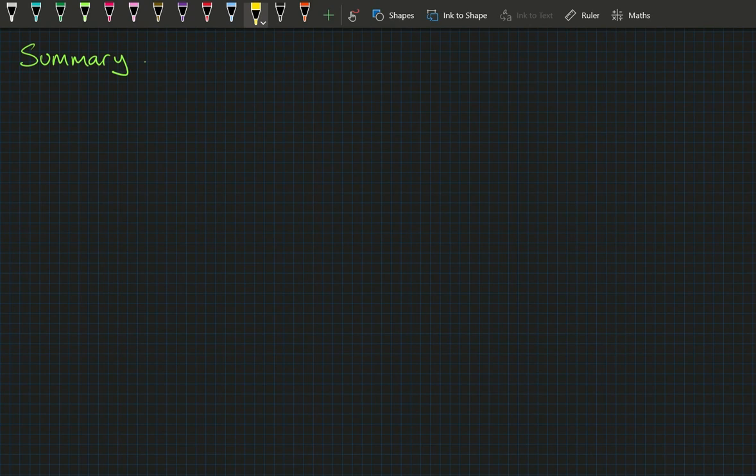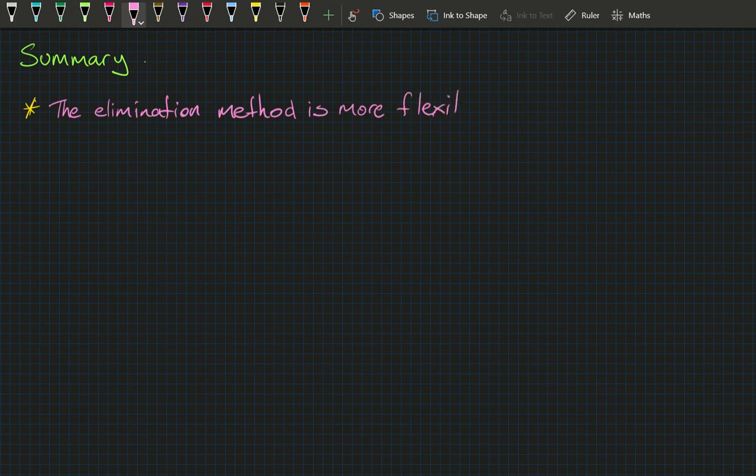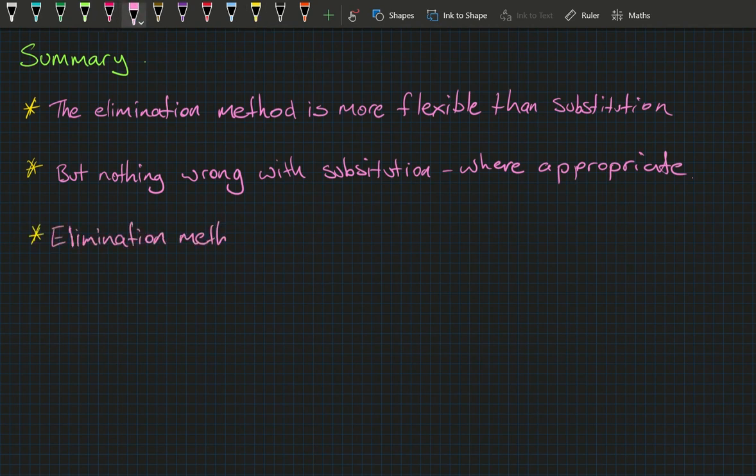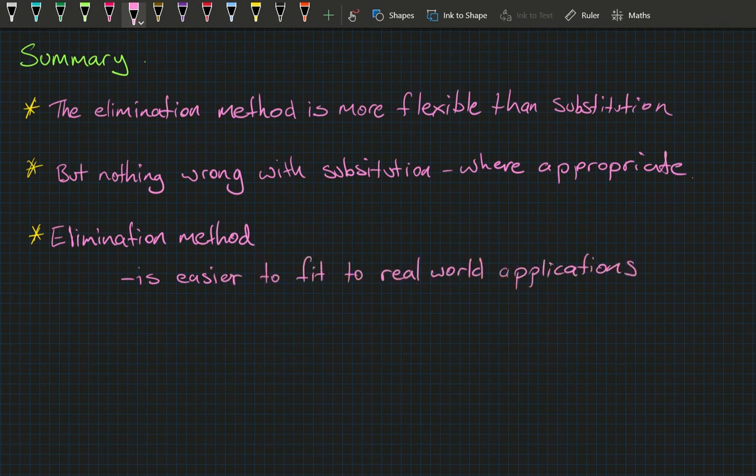Okay, let's summarize this lesson. So this elimination method that we've used today is far more flexible than substitution. However, many people find substitution easier to use. So by all means, stick to substitution when appropriate, but this elimination method is what I use predominantly. And this is because it's more common to have linear relations that work better with this method from real-world problems.